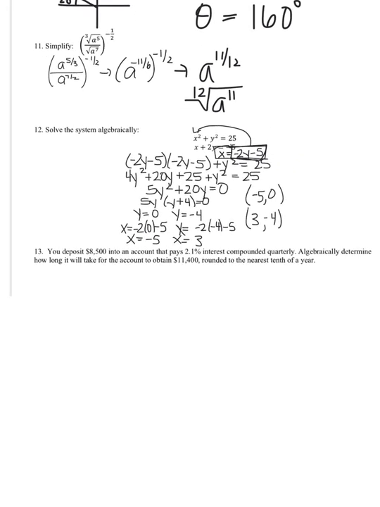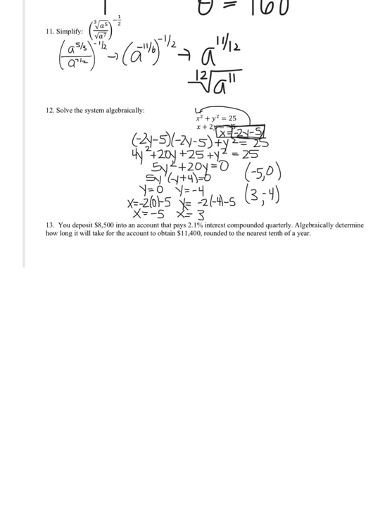Number 13, you deposit $8,500 into an account that pays 2.1% interest compounded quarterly. So compounded quarterly, your compound interest formula, if it's not continuously, is this. P times 1 plus r over n raised to the nt power. Algebraically determine how long it would take for the account to obtain $11,400. So we're looking for how long it'll take. So our final amount, we want it to reach $11,400. P is $8,500.